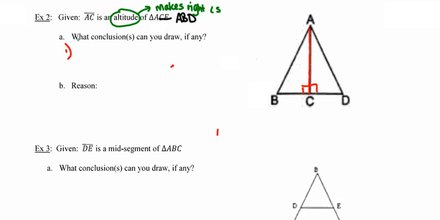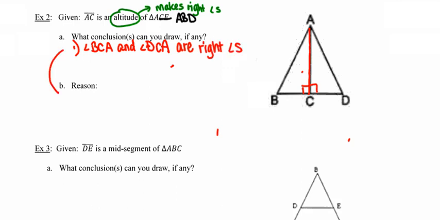Well, we know that angle BCA and angle DCA are congruent right angles. And I might just say they're right angles, first of all. And how did I know that? What was my reasoning? Well, my reasoning was because of the altitude. Altitude forms or creates right angles.